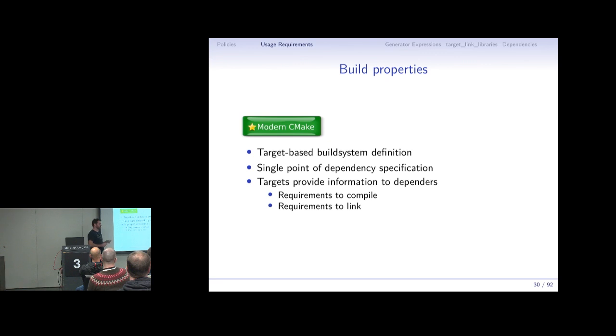So remember that when I defined my executables, I didn't have to explicitly mention the dependency on the salutation includes and then also the salutation library as a link dependency. I only had to specify one thing, which was the link dependency. Everything else followed. And that's because the targets themselves provide that information to their dependers. All of the requirements needed to compile and link are built into the targets themselves.